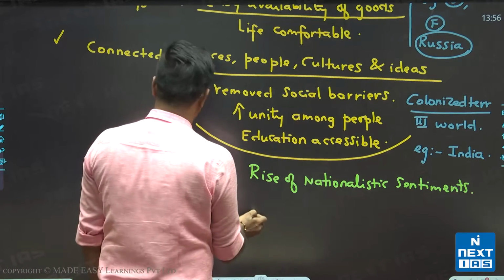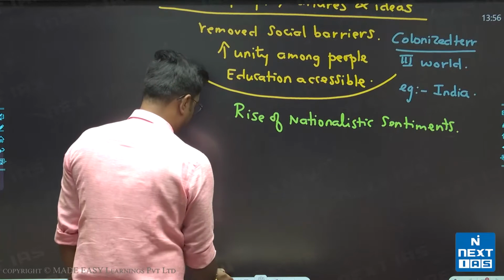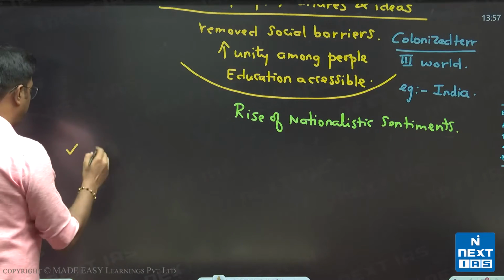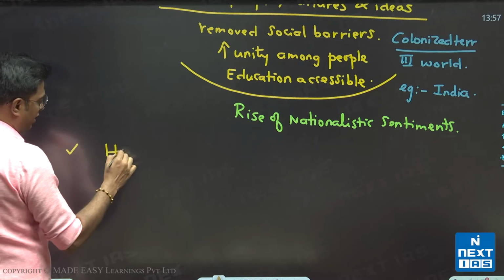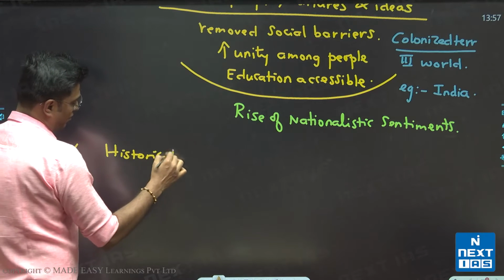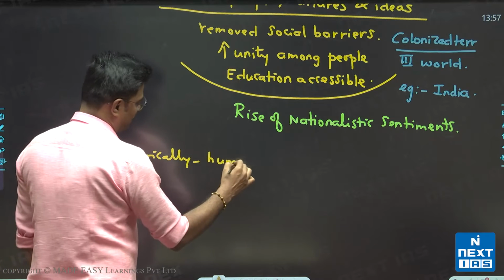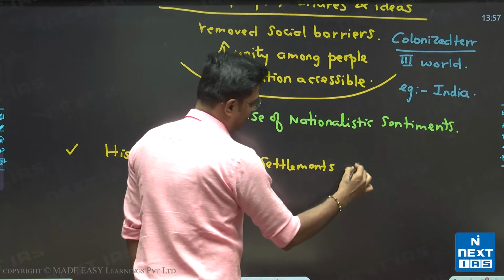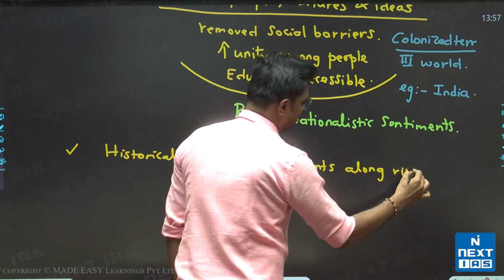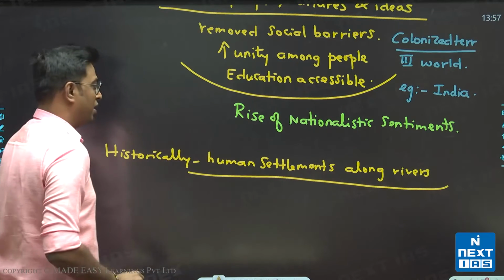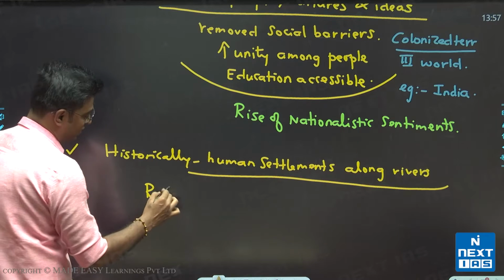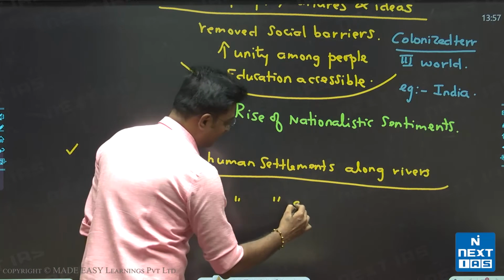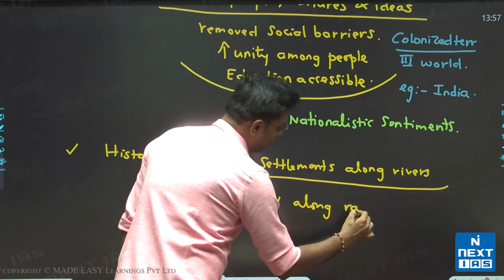And you can add a third point from the social perspective. That would be, historically human settlements developed along rivers, but due to the introduction of railways, human settlements started developing along railroads.